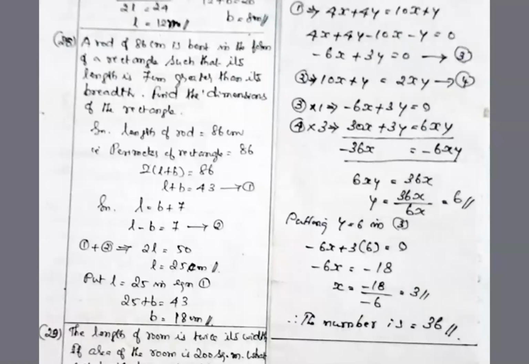Given L is equal to B plus 7. From that L minus B is equal to 7. Already L plus B is equal to 43. Solve the equations. L plus B is equal to 43, L minus B is equal to 7. We are solving, L you are getting 25, B you are getting 18. Length and breadth.